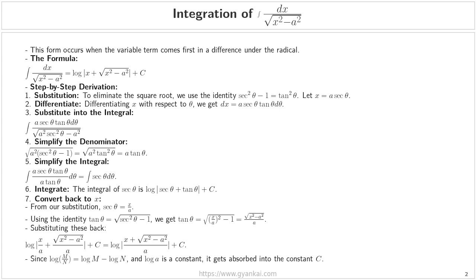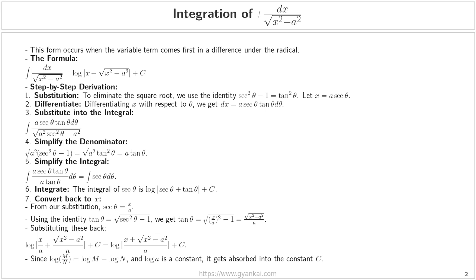Now, let's substitute these expressions back into our logarithmic result. We get the natural logarithm of the absolute value of x over a, plus the square root of x squared minus a squared over a, plus c. This can be rewritten as the natural logarithm of the absolute value of x plus the square root of x squared minus a squared, all over a, plus c. Remember from our log rules that the logarithm of a quotient is the difference of the logarithms.